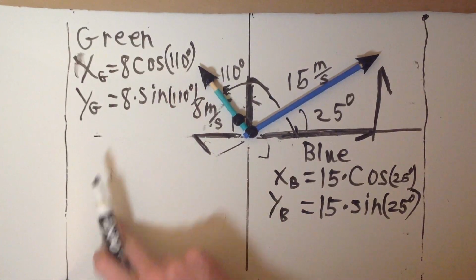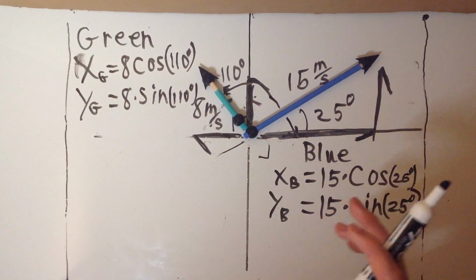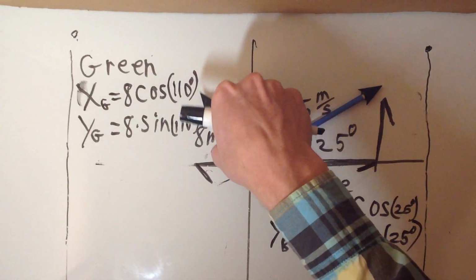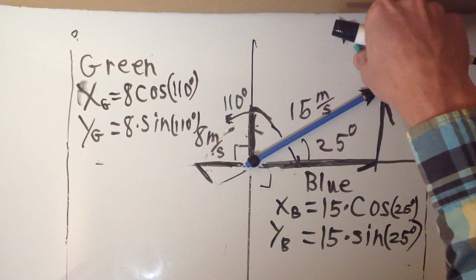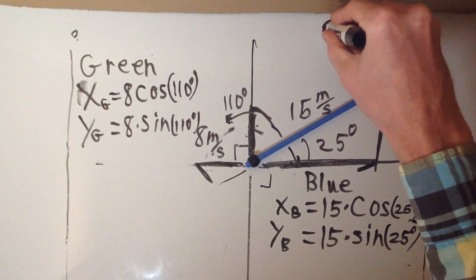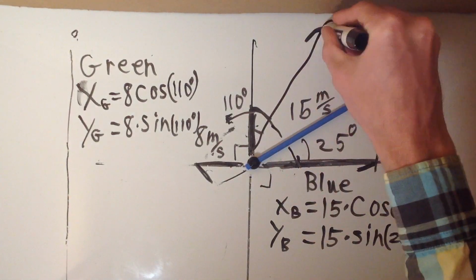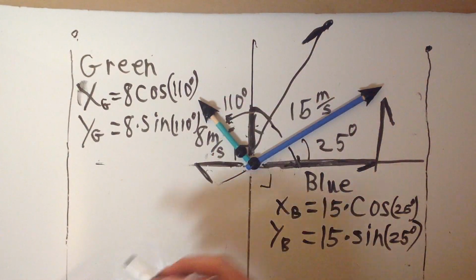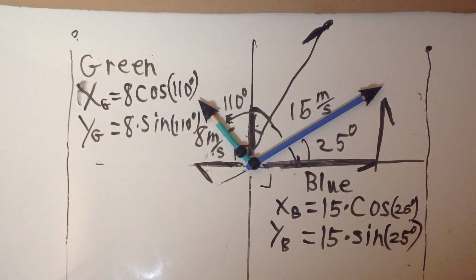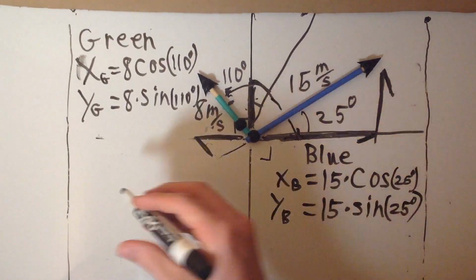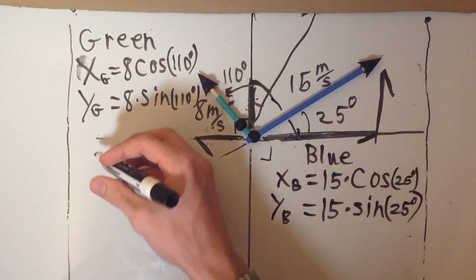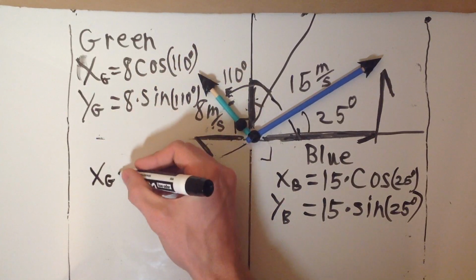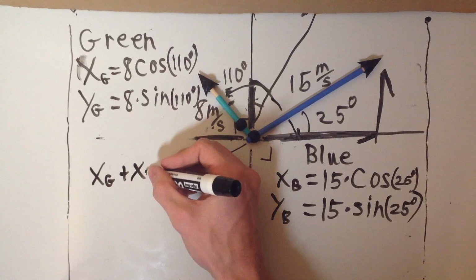And now we're going to add those together to get some resulting vector. If you remember graphically, we just take one of them, put tail to tip. We should expect some vector in this direction here. So in general form, once again, we're going to add our x's together. So we got xg plus xb.